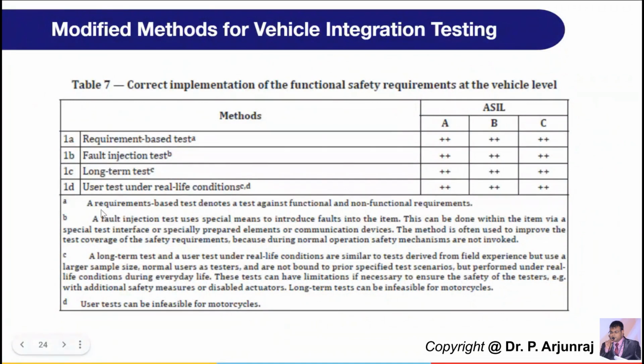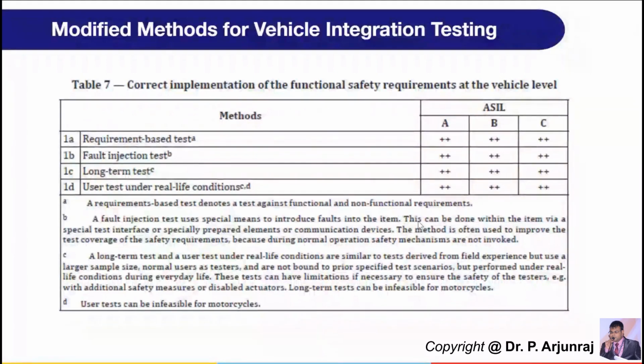A is nothing but the requirement based test. It is the test against the functional and non-functional requirements. So we need to do the requirement based test for ASIL A, ASIL B, and ASIL C for the motorcycle application, where these tests are based on the functional aspects and also the non-functional aspects. Okay, so you have various functions, right? Basic functions, secondary functions, one-time functions, design functions. So all these functions should be tested. That's why it's called requirement based test. And this is applicable to both functional and non-functional.